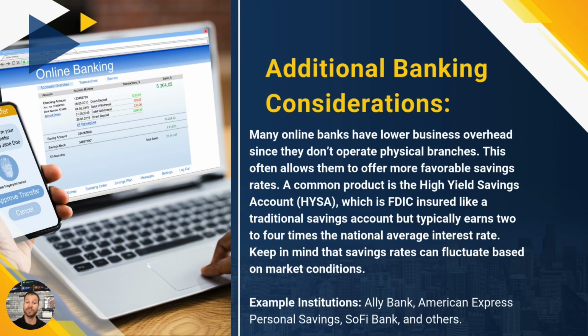These accounts are oftentimes called a high yield savings account, or HYSA, which is usually FDIC insured, just like a traditional savings account, but it can earn as much as 2 to 4 or even more times the national savings average interest rate. Keep in mind that those rates do fluctuate and change based on market conditions. I listed a few of my favorites down below: Ally Bank, American Express Personal Savings, as well as SoFi Bank, and there are others as well.